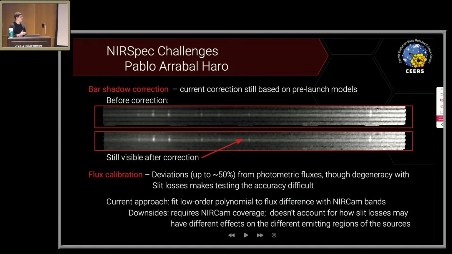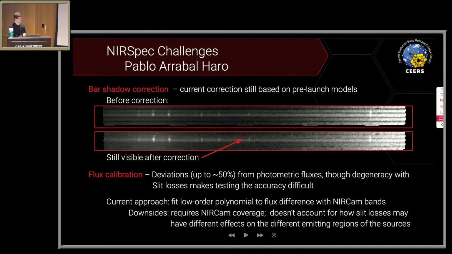What we're doing is fitting a low order polynomial to the flux difference between what we get in the NIRSpec spectrum and any NIRCam photometry that we have. The problem is that requires NIRCam coverage. We do not have NIRCam coverage for all of the SEARS spectra, so this is not a reliable solution. And it also doesn't account for how any slit losses may affect different regions of emission differently, emitting at different wavelengths. The wavelength dependent slit loss correction makes that a little bit harder.